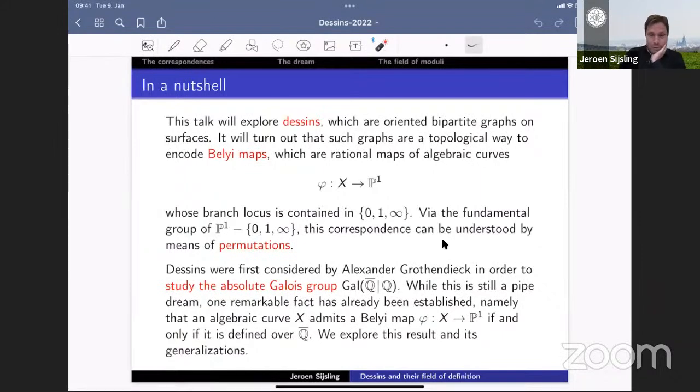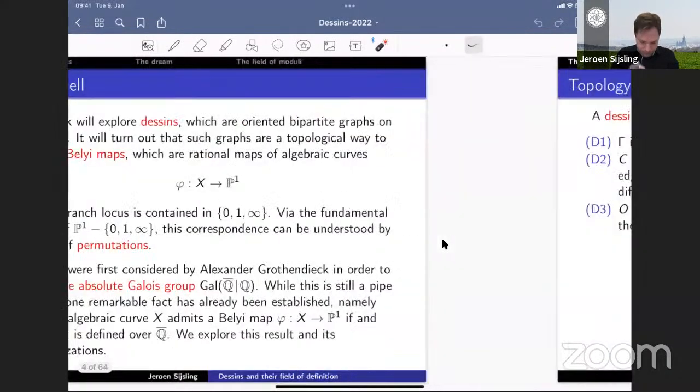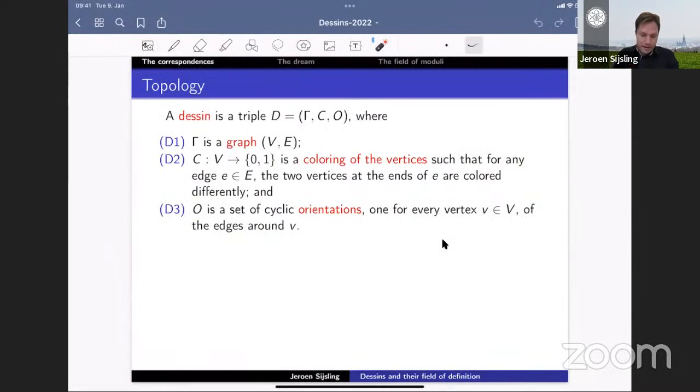And one remarkable fact on the way, which was in fact for Grothendieck the inspiration of the whole thing, was the following result: an algebraic curve X over the complex numbers, a priori. I should have said that. An algebraic curve X over C admits a Belyi map, a map of this kind with a special ramification property, if and only if it is defined over Q bar, that is to say, over a number field. And that I will also tell you about. Why is that true? I'm going to tell you about that and about a few generalizations that come with it.